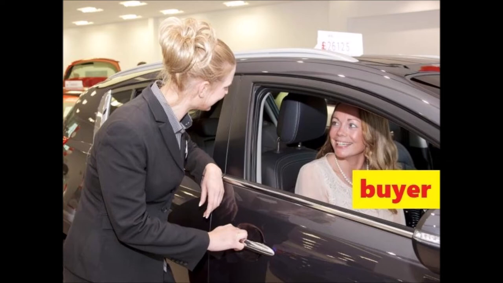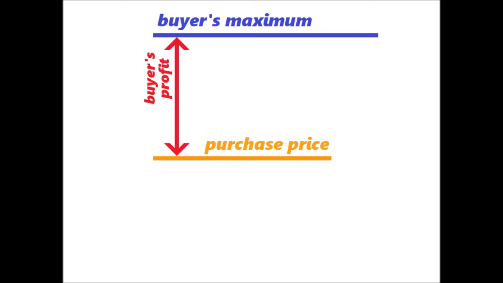The buyer wants the car for whatever reason. Perhaps she needs a car for work, or perhaps she simply likes cars. But her money is limited, so even before the negotiations begin, she has already decided on some maximum price that she's willing to spend on this car. That's the blue line in the diagram. That's what the car is worth to her. She probably doesn't reveal how much that is, because she hopes to get the car at a lower price. That's the orange line. Then she's paying less than the car is worth to her, so she's coming out ahead. The difference is her profit.